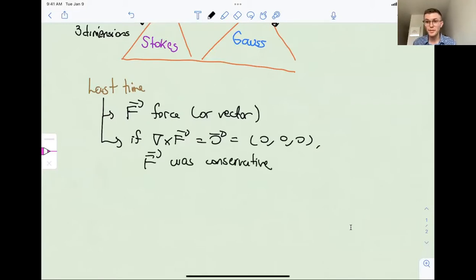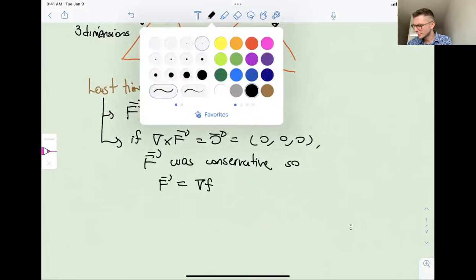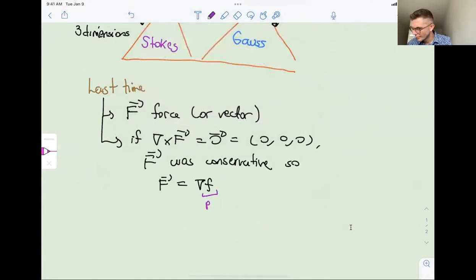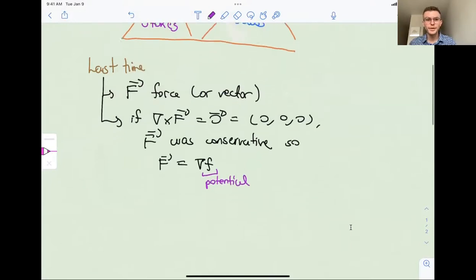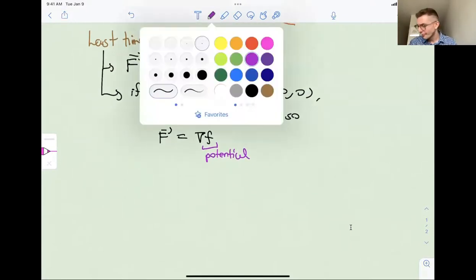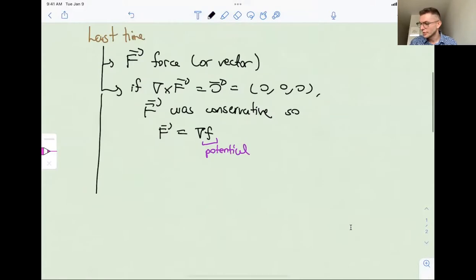And so that means also that you can write F as a gradient of some function, right? So F was a gradient of some function, little f, which was called the potential, right? And the whole point for doing this, this was the key fact that we used at the end.